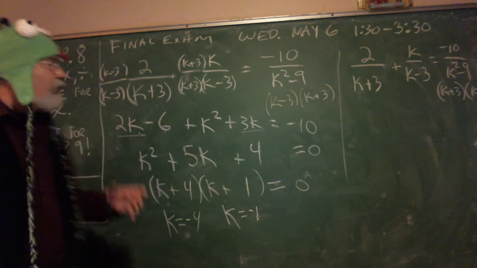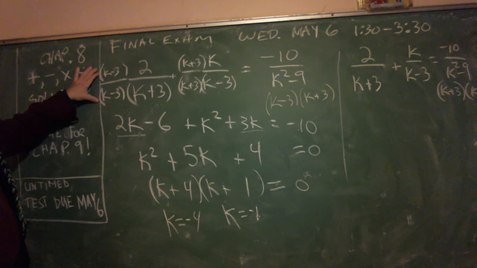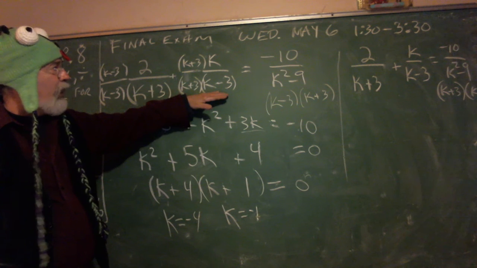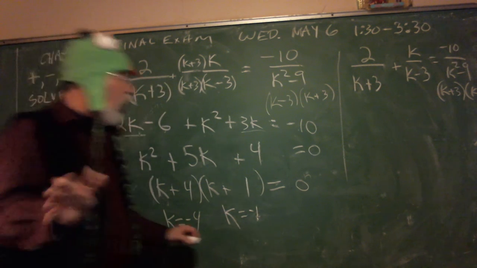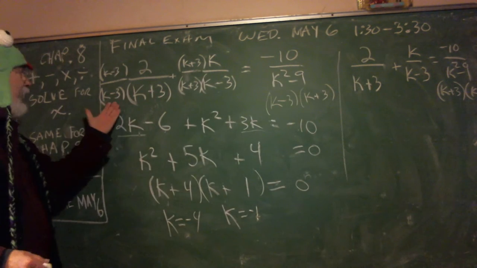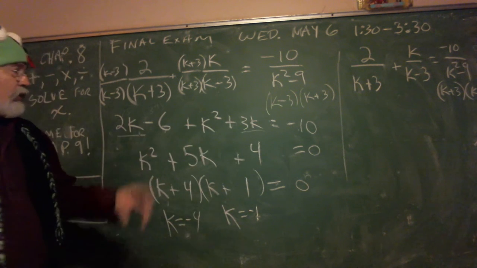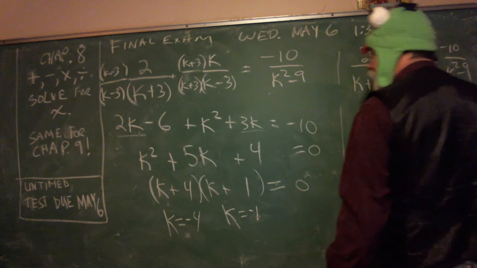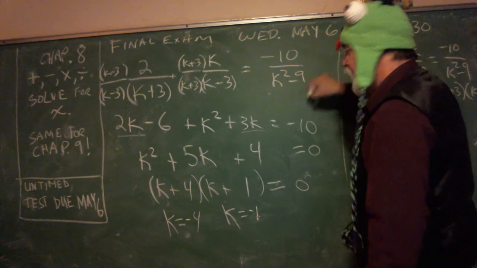So, to get a common denominator, I take the 2 over k plus 3 and multiply by k minus 3 over k minus 3. To get a common denominator with the k over k minus 3, I multiply by k plus 3 over k plus 3, which means I'm multiplying by 1, which is always legal. But that gives me a common denominator of k minus 3 times k plus 3 all the way across. So, since I have a common denominator, I don't have to write the denominator anymore. Notice the k squared minus 9, the k plus 3, k minus 3, they're all gone.